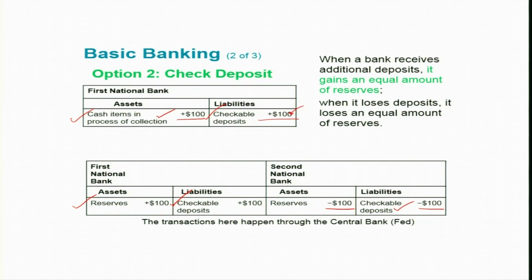So you know that all this transaction happens through the central bank, through the Fed or through the RBI. So between these two banks, the one who issued this check and the bank where this was deposited, all these transactions happen through the central bank.